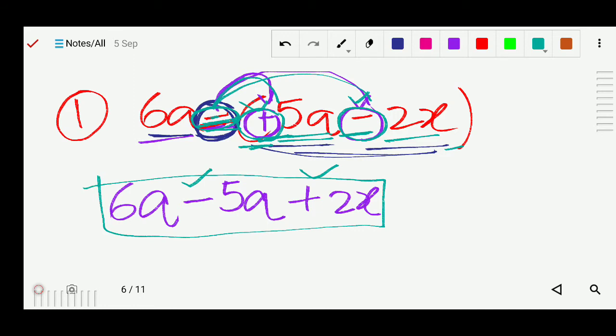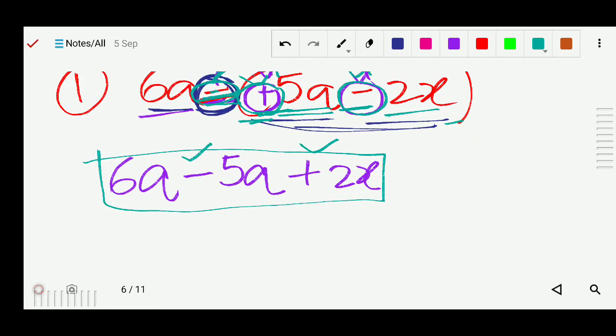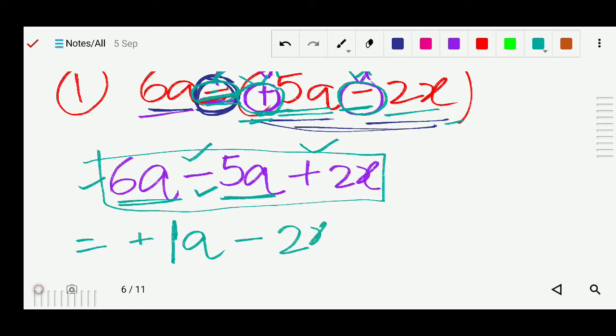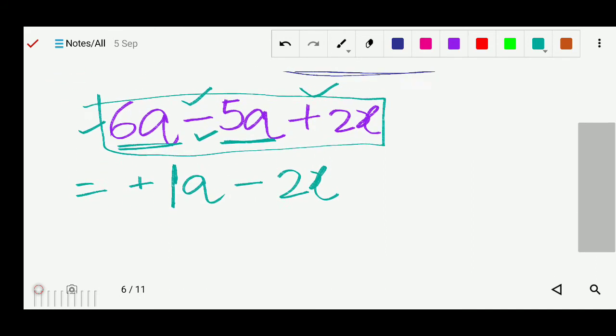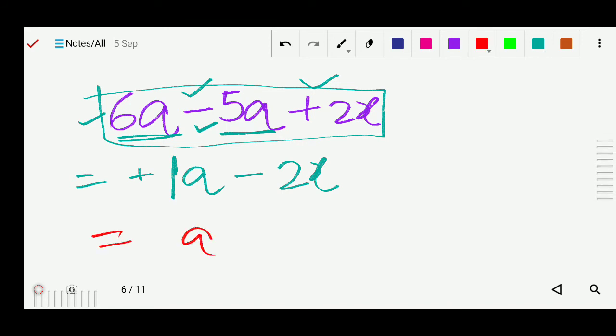ओके, सो now next step is that now same type of, you can see same type of variable is here, a. It means we can add or subtract, so it means here is the minus sign but here is the plus sign, so plus minus minus, so between 6 and 5 there will be minus, so 6 minus 5 is 1, and which sign will be there? Plus sign, because 6 is the greatest number, so plus a, so this is plus 1a. Now 2x. Okay, so you can write it also like this, simply a minus 2x.